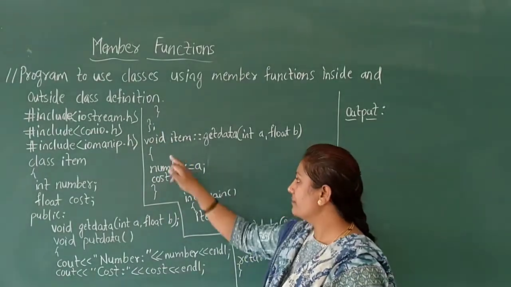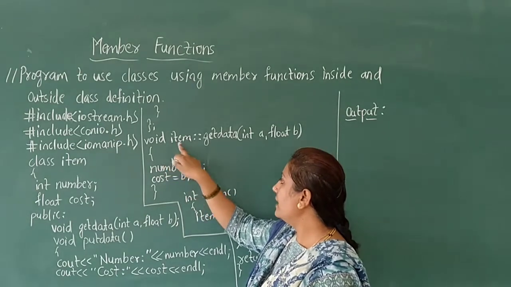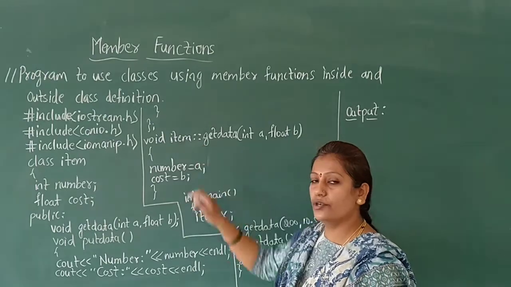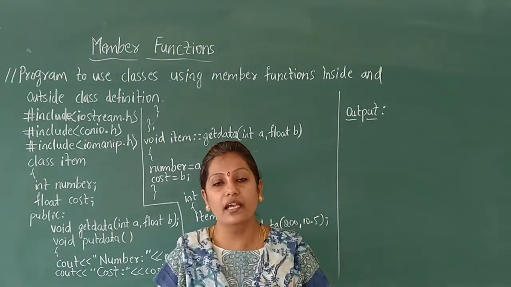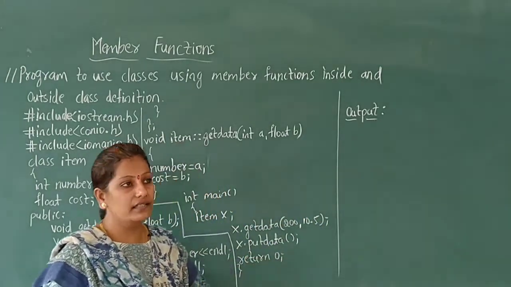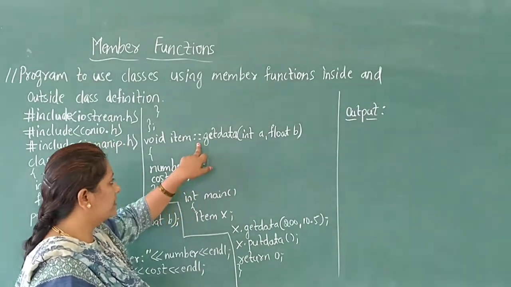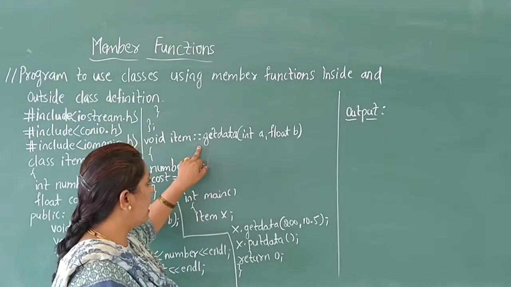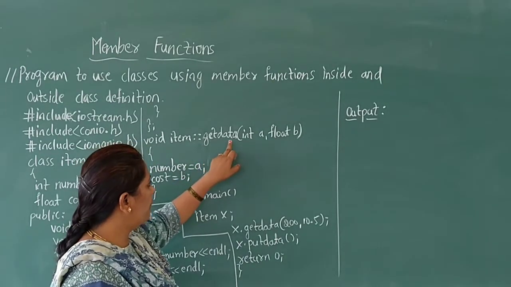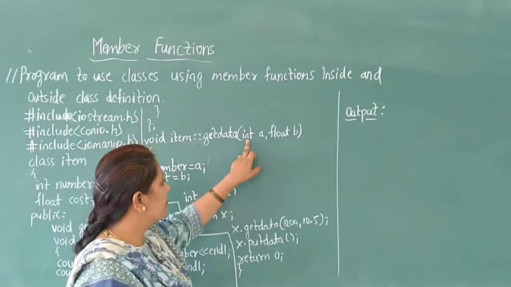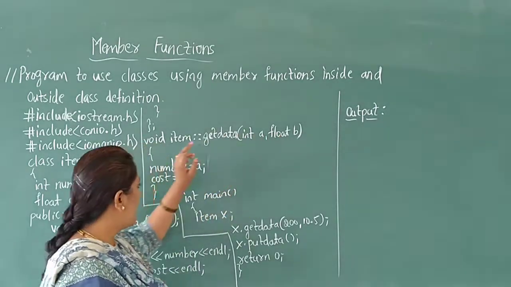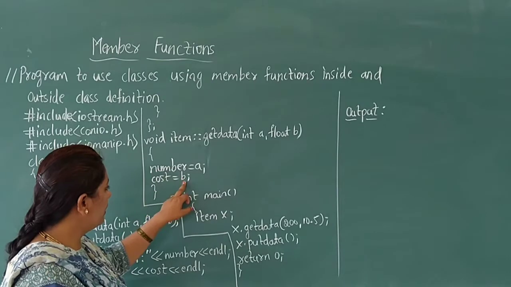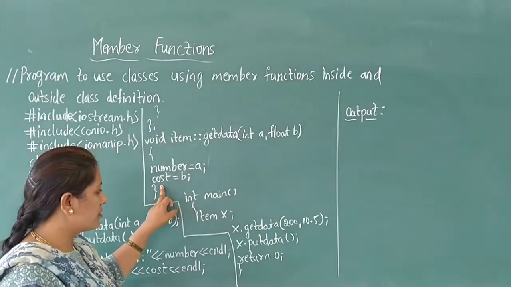And the next statement, cout number, then the number is displayed, cout cost, then the cost value is displayed, and here the class is closed. Next, void item, scope resolution operator. This scope resolution operator is used to define a member function outside the class. It indicates that the member function is defined outside the class. Then the getdata member function with two arguments, int a, float b, and the a value is assigned to the variable number, the b value is assigned to the variable cost.